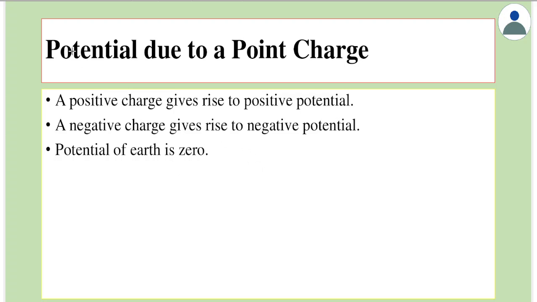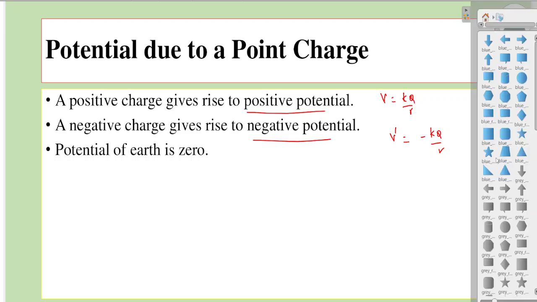As seen earlier, a positive charge gives rise to positive potential because V is equal to k Q by r. A negative charge gives rise to negative potential. That is because for a negative charge, if you call the potential V dash, that is equal to minus k Q by r, it will be negative. And the potential of Earth is 0. That is because Earth is a huge reservoir of charges.